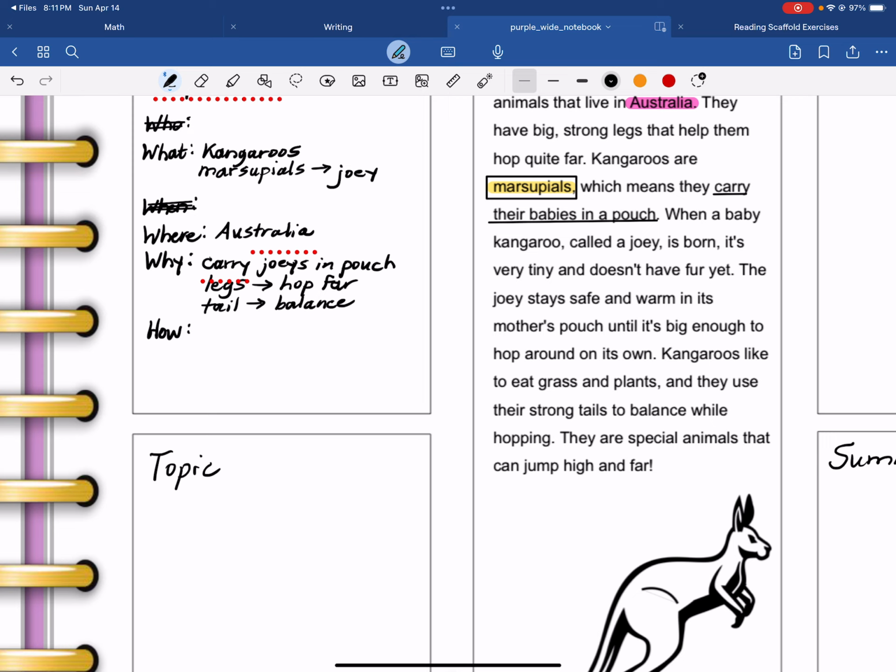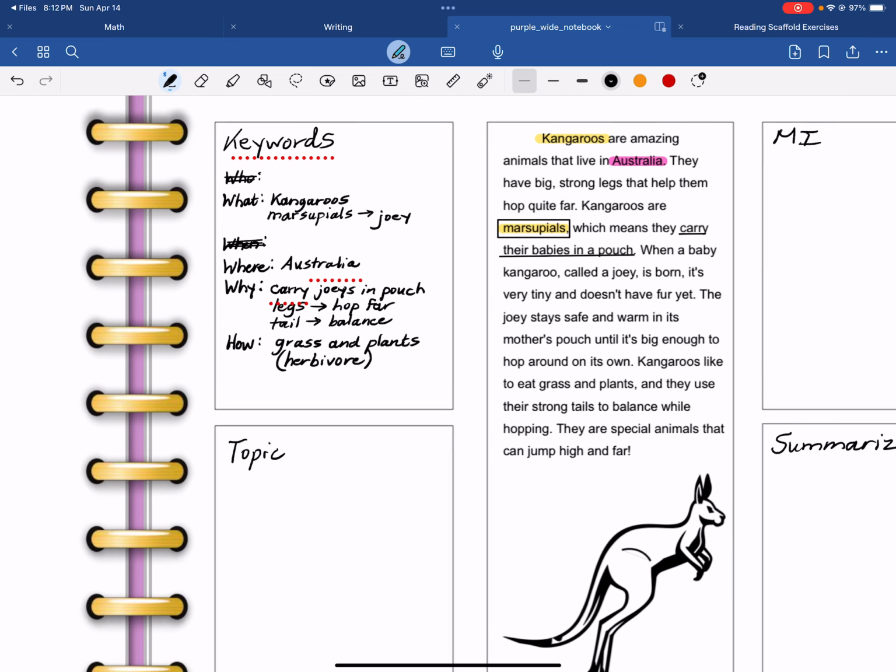How do kangaroos survive? What do they live on? It tells me that they live on grass and plants. That would make them herbivores. They do not eat meat, so they are plant eaters. That would be another vocabulary word we could introduce. They're herbivores, or they're herbivorous.